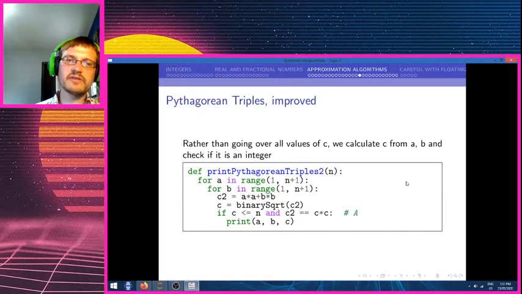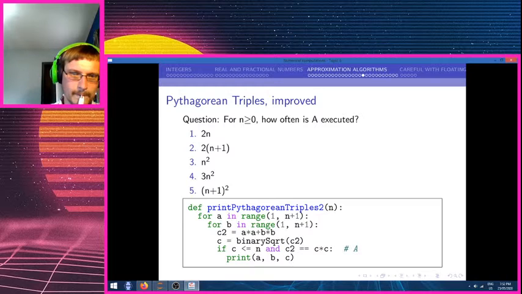So, rather than going over all of the values of c, we can calculate c from b and a and then check if it's an integer. Rather than enumerating all of the possible c values, you can derive it using the Pythagorean formula. So long as that comes out to a whole number, then obviously it's a Pythagorean triple. Because we're now dealing with only 2 loops, we're no longer dealing with an n cubed algorithm. We are dealing with an n squared algorithm, because we have n executions of the a loop and n executions of the b loop, and you multiply them together, and that's n squared.